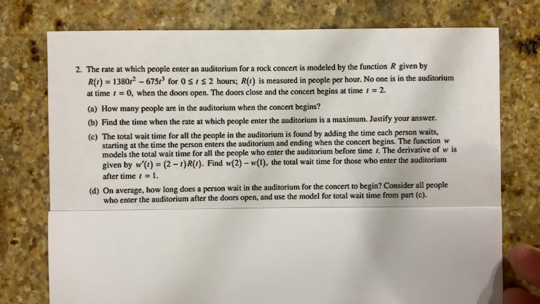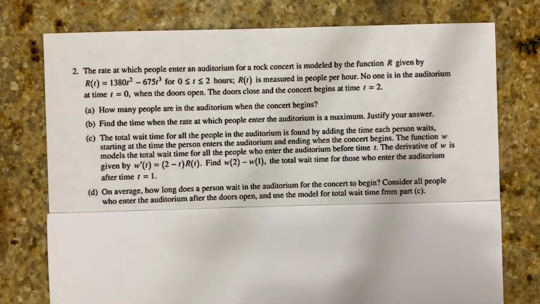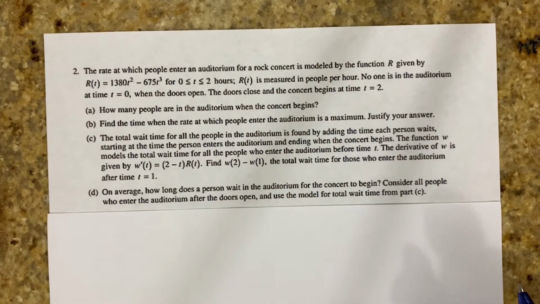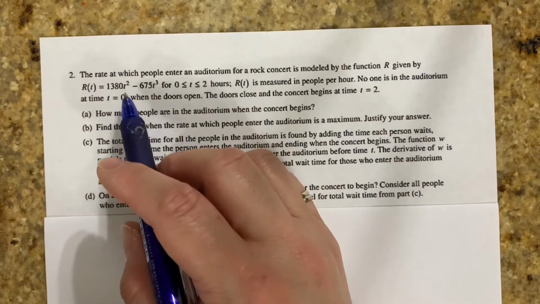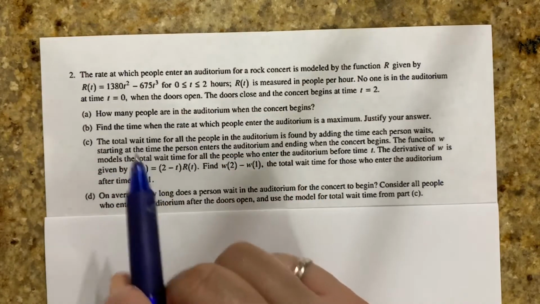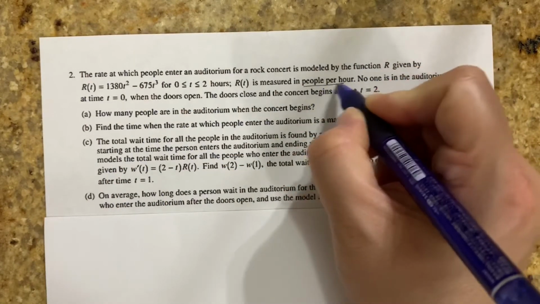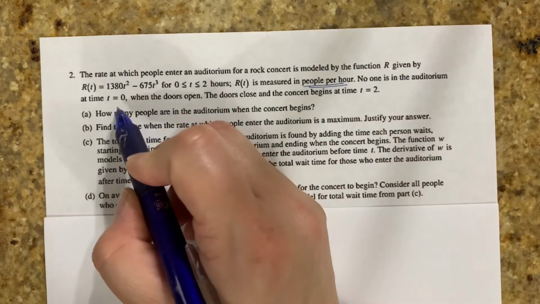This is 2009 FRQ number 2, still in the calculator portion. The rate at which people enter an auditorium for a rock concert is modeled by the function r of t equals 1380 t squared minus 675 t cubed, between 0 and 2 hours. R of t is measured in people per hour, so r of t is already a rate. And no one is in the auditorium at time t equals 0.